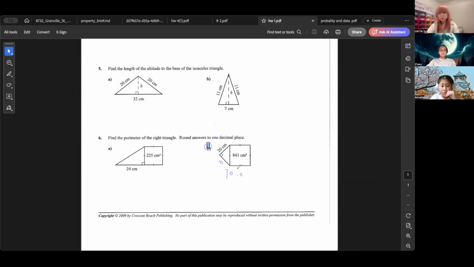70.0, because we round answers to one decimal place. So what is the square root of 841? The square root of that is 29, right? Yeah. Okay. So, Zoe, did you get the same answer? 70.0 or 70? Zoe, I cannot hear you. Oh yeah, I did get the same answer. Okay, I cannot hear you at all, sorry. So we just reviewed this part, okay?